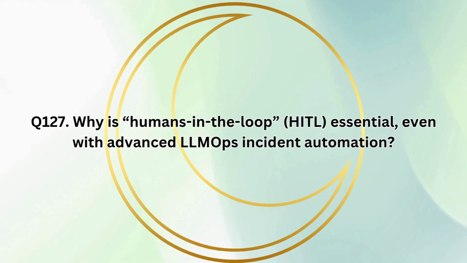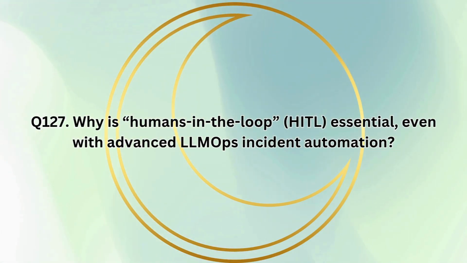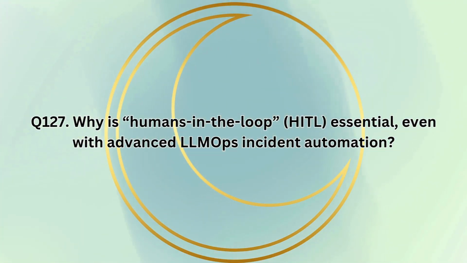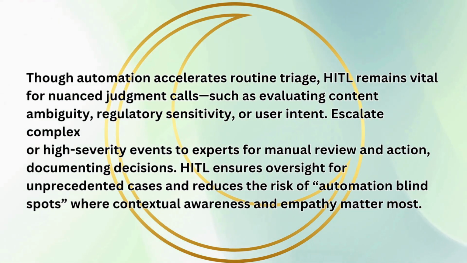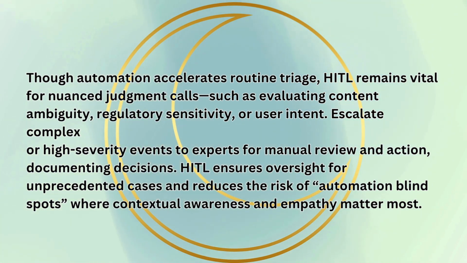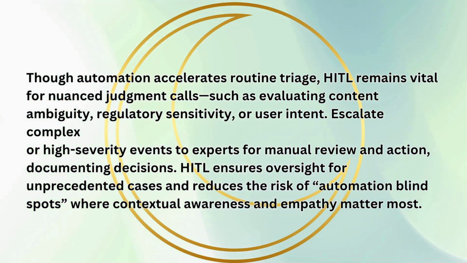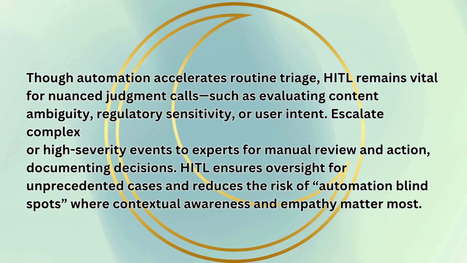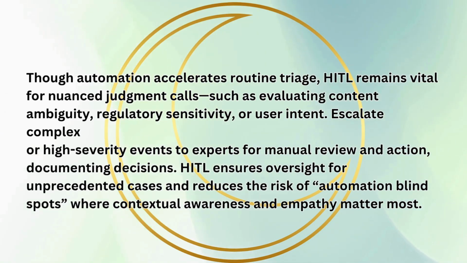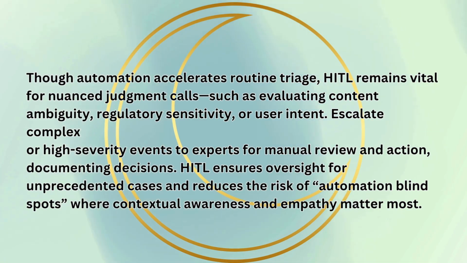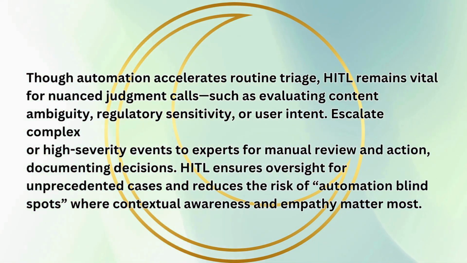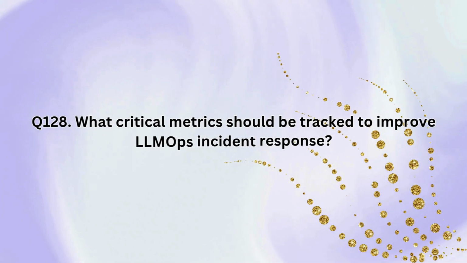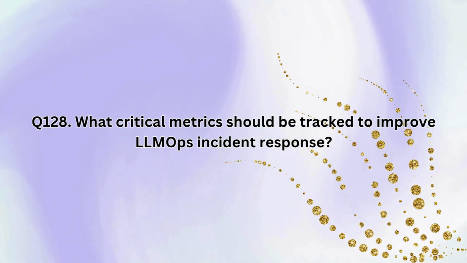Why is humans in the loop, HITL, essential, even with advanced LLM plus incident automation? Though automation accelerates routine triage, HITL remains vital for nuanced judgment calls, such as evaluating content ambiguity, regulatory sensitivity, or user intent. Escalate complex or high-severity events to experts for manual review and action, documenting decisions. HITL ensures oversight for unprecedented cases and reduces the risk of automation blind spots, where contextual awareness and empathy matter most.